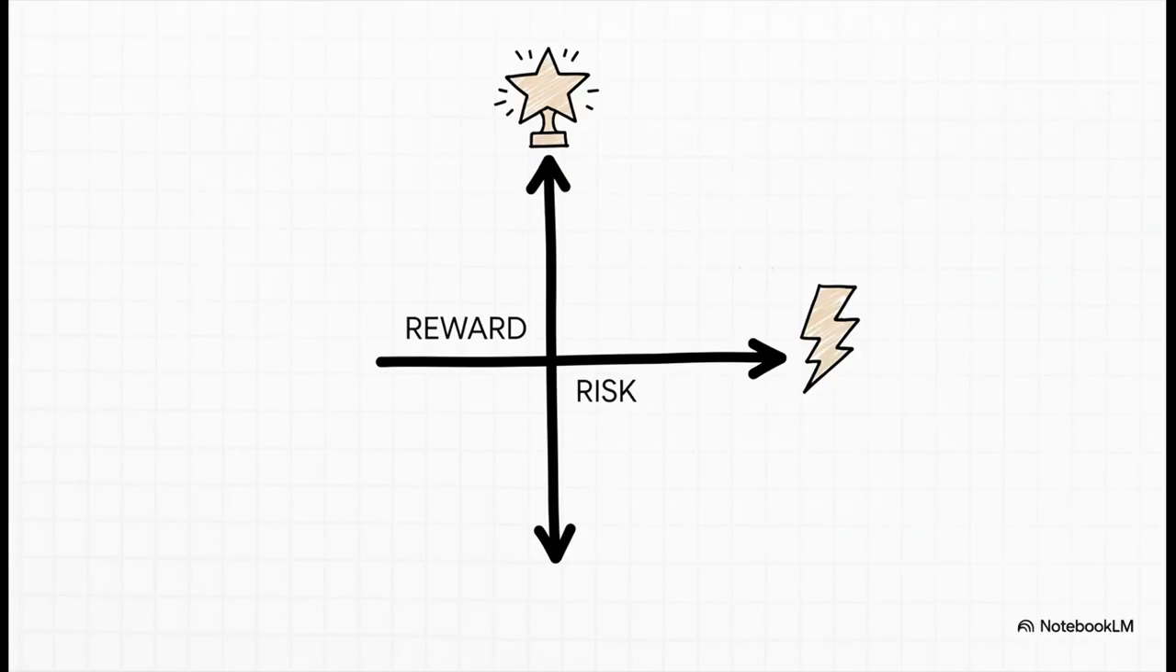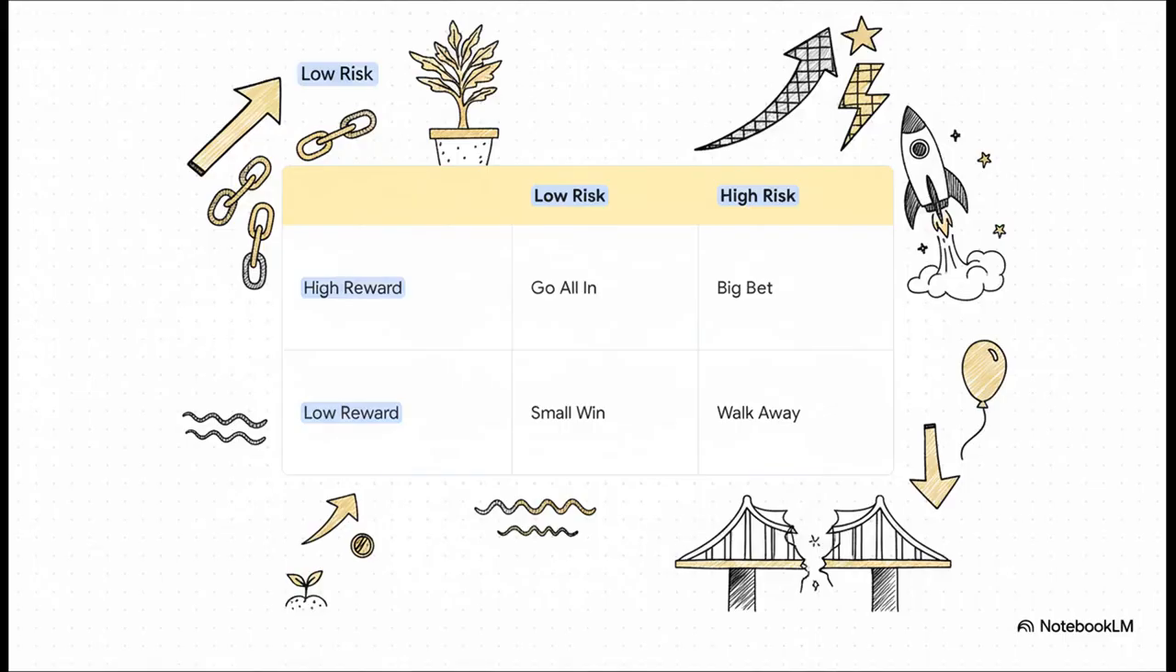Seriously, just picture a cross on a piece of paper. That vertical line, that's your reward, going from low to high. And the horizontal line is your risk, also from low to high. This super simple grid creates 4 very distinct quadrants for any decision you might be weighing. And just like that, this grid sorts all of your options into 4 neat boxes.